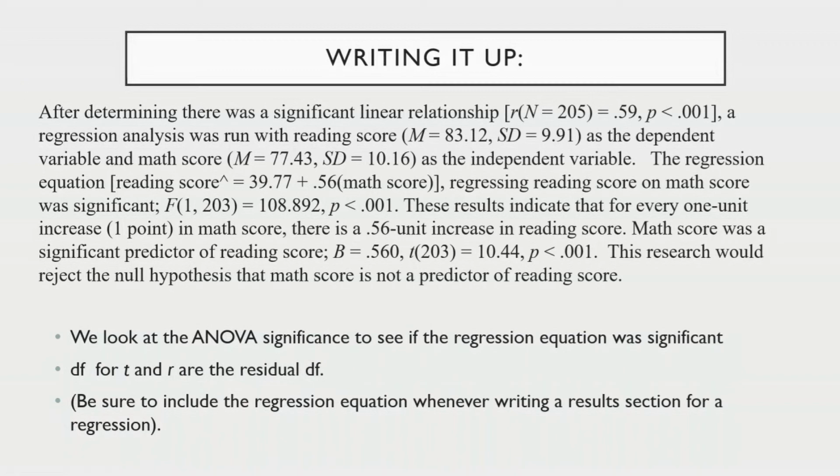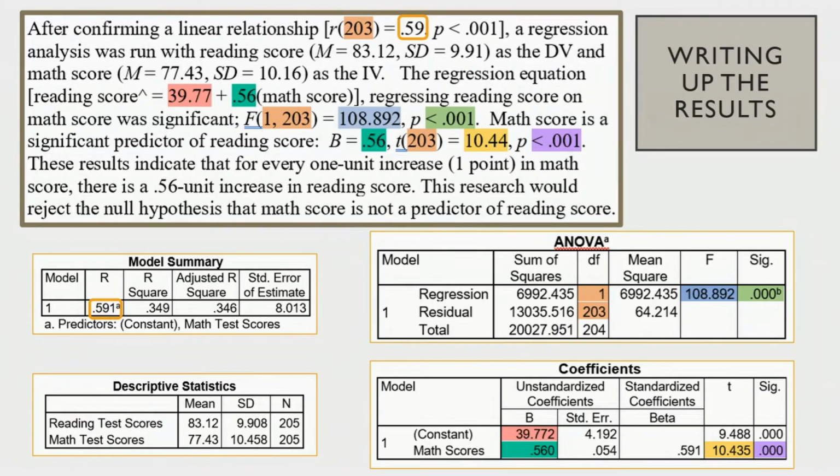So let's actually write this up, and it's not going to be as bad as you think. And we've got it color coded. It's the same exact words, a copy and paste from the slide before. After confirming a linear relationship, and this is our R, or our correlation, which we have right here. You can see right here is my 0.59. We can see here that my degrees of freedom I find in my ANOVA residual, 203, and less than 0.01.